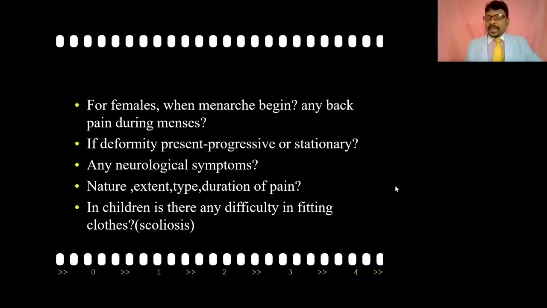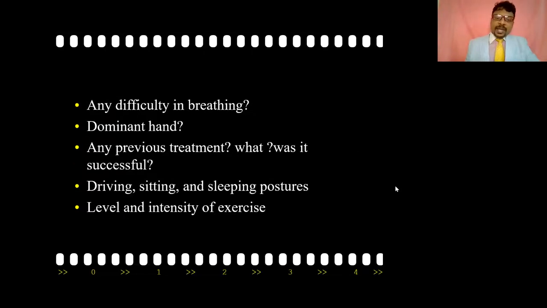And also in children, is there any difficulty in fitting clothes? Especially in the case of scoliosis, the spine bending to one side, lateral bending of the spine, they are unable to wear the dresses. So these are some of the history points we have to take during the assessment. And also any difficulty in breathing, especially in scoliosis and in kyphosis, because of compression of the lungs, they may get breathing difficulty. If the spine bends to one side, the lungs are compressed to one side, and they may get difficulty in breathing.